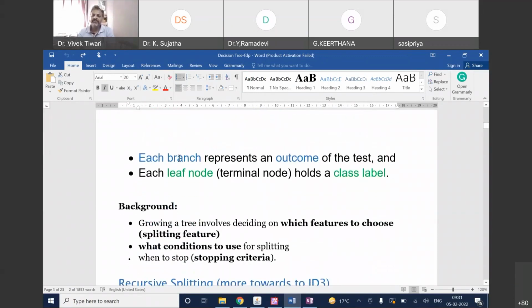So once the node testing is over, we need to split the branch. So what does the branch represent? The branch represents the outcome of the test. Whether the person is going to be yes or no, yes, no, like that. And each leaf node, that is called terminal node, holds a class label. Suppose you have a binary classification, so you always want the answer yes or no, happy, not happy, like that. A ternary classification may have 3 options. And similarly, you have a multi-class classification.